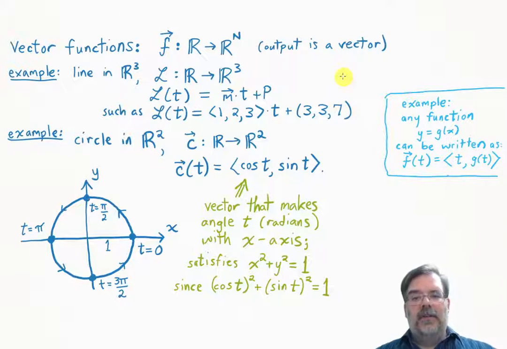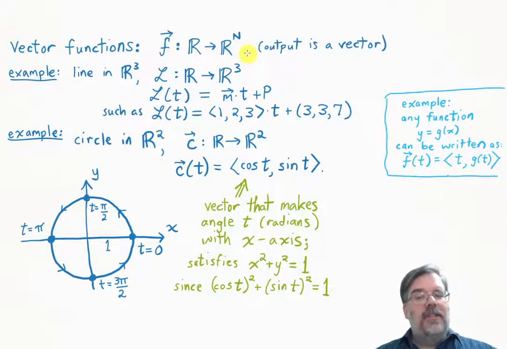Now, the vector functions, we've seen a few of them before. I'll often write the function with an arrow on top to indicate that the output is going to be a vector. And in this lesson and the next one as well, we'll look at functions which have a single real number as input, but the output is a vector.